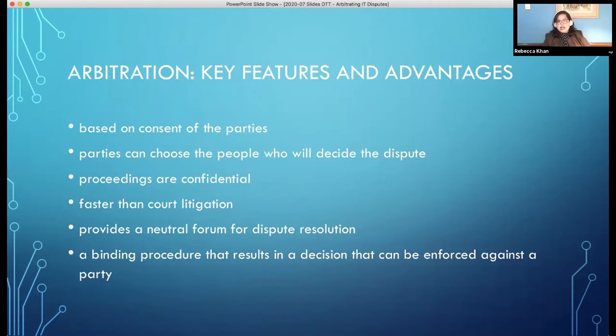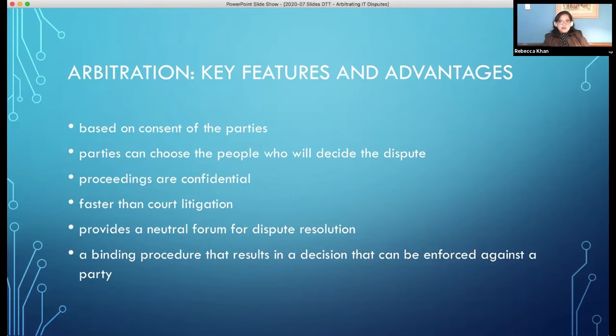If one party decides to go to court, the court will, under Philippine law, refer them to arbitration because an arbitration clause exists in that contract. Now, the second key feature is that parties can choose the people who will decide the dispute. The disputing parties can appoint arbitrators. They essentially choose who would be the best people to decide their dispute for them.